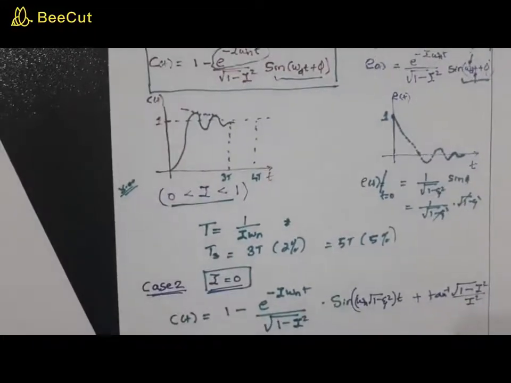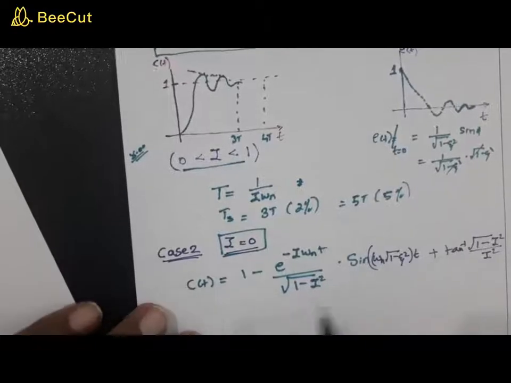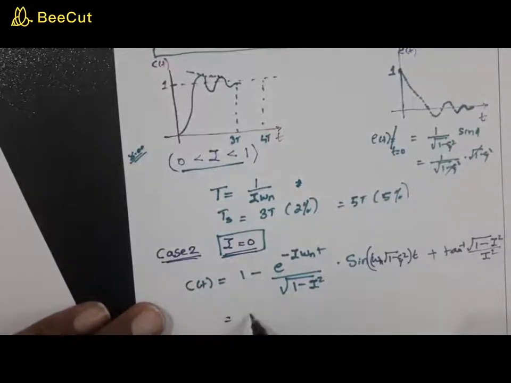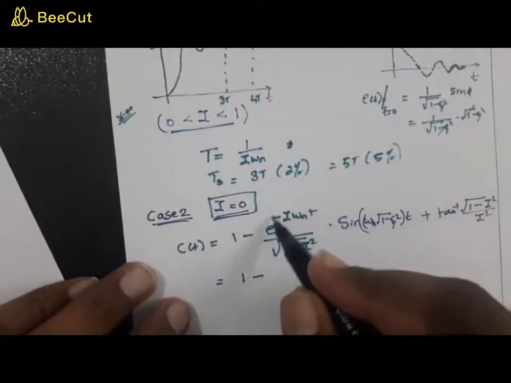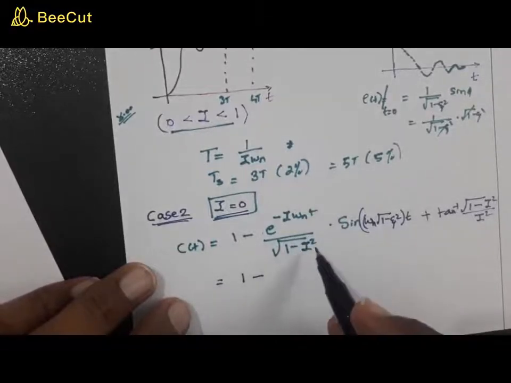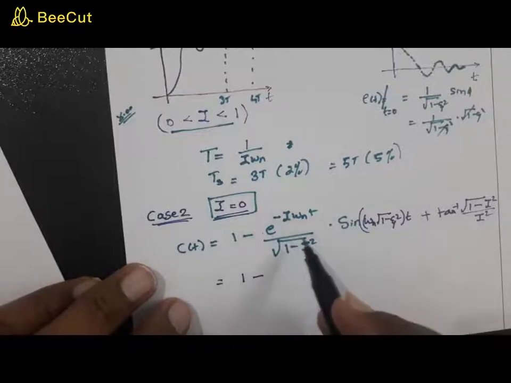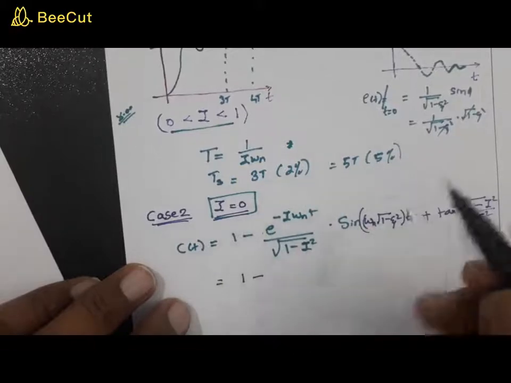So this is it. Now what happens when you put theta equal to 0? When theta equal to 0, this becomes equal to 1. Now what about this? This is root of 1 minus theta square. So theta is equal to 0, this is 1, so this is 1 minus 1. Okay, so the whole thing becomes equal to 1.